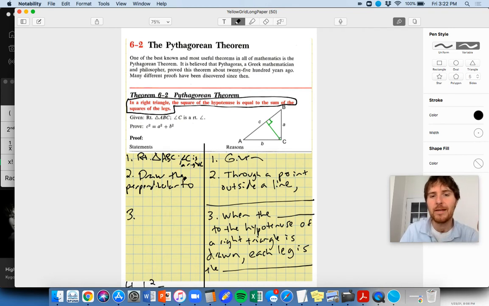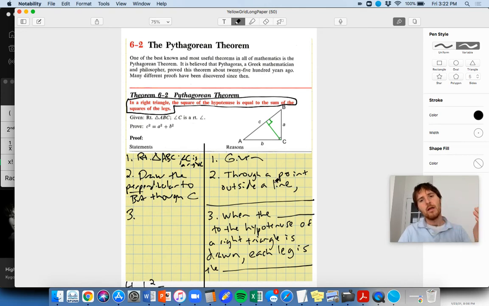We're going to draw the perpendicular to BA through point C. So that would fit the definition of an altitude: through point C, a vertex of the triangle, perpendicular to its opposite side. That's what an altitude is. An altitude goes from a vertex of a triangle to the opposite side in a perpendicular manner, or to the line containing the side that's opposite. In a right triangle, you're always going to hit that hypotenuse.